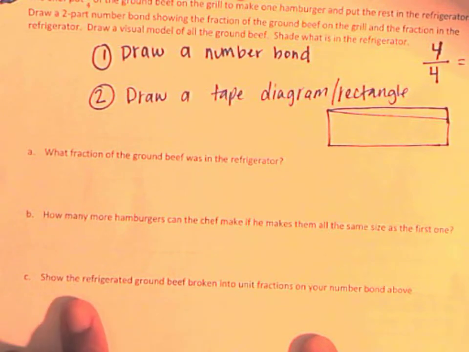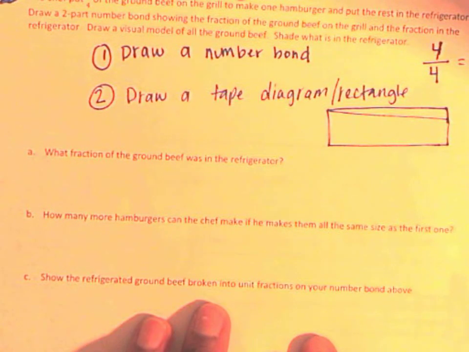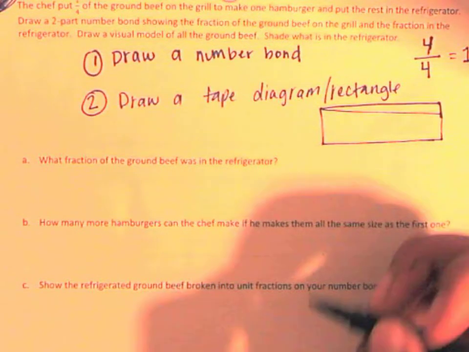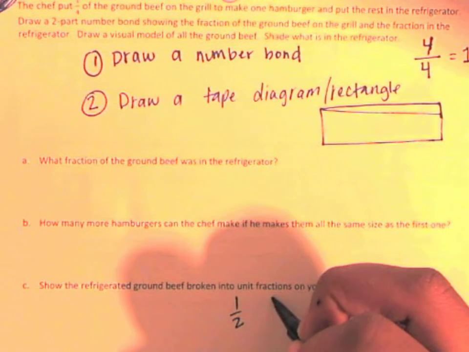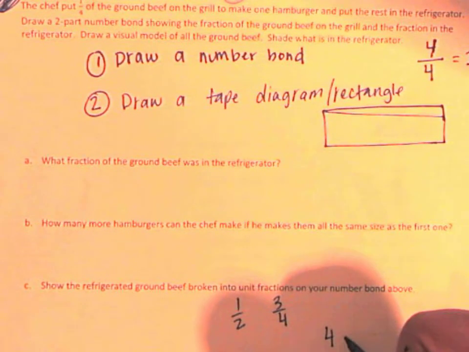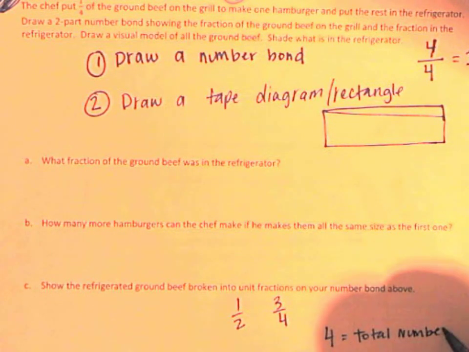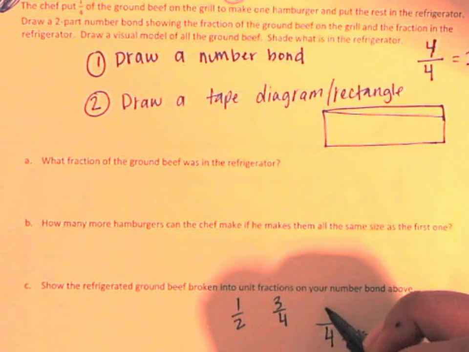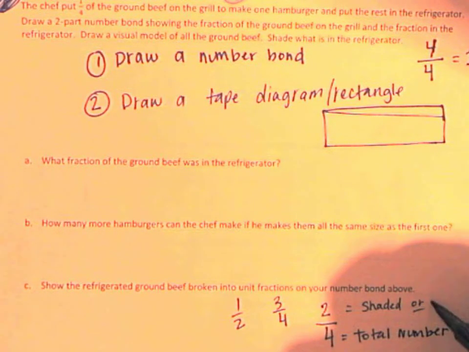And lastly, show the refrigerated ground beef broken into unit fractions on your number bond above. Okay, so remember unit fractions are just like 1/2 or 3/4. Remember, the total number goes at the bottom. Okay, and the number at the top, let's just put a 2 there. Shaded or unshaded. Okay.